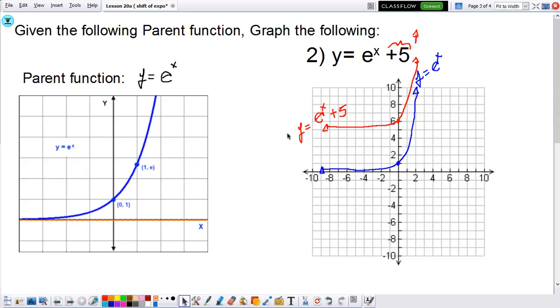And that's pretty much it. All we're really concentrating on is what direction your graph is moving and by how many units.